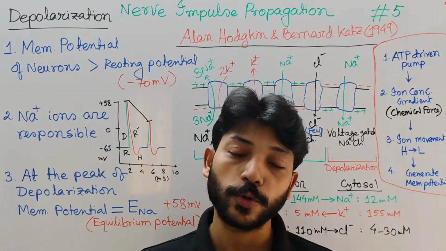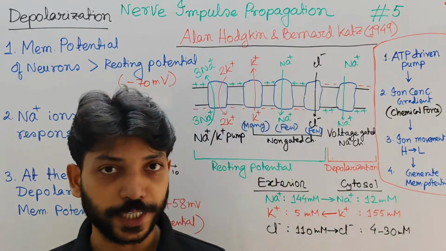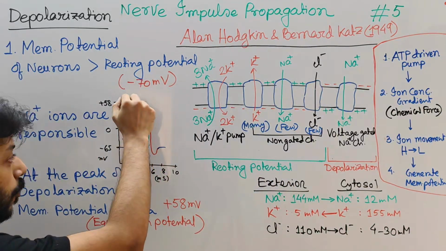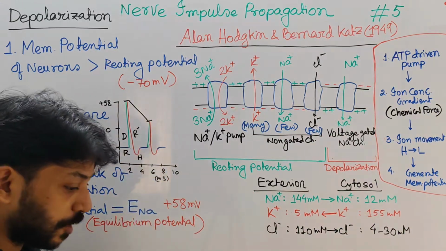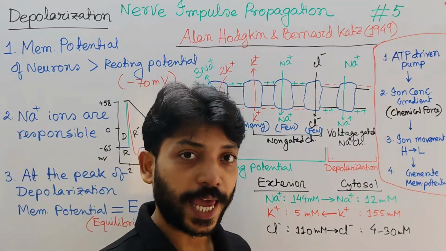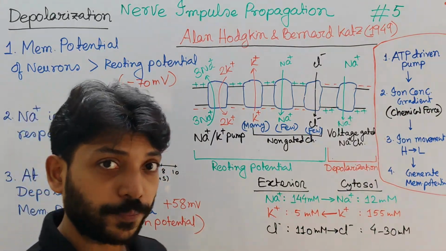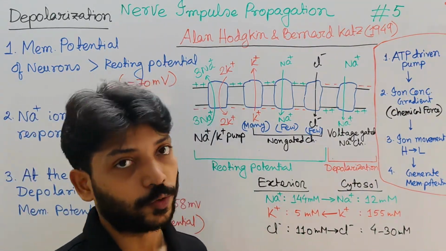Welcome everyone. Today we are going to learn about depolarization in more detail. In my previous video on action potential, I mentioned that depolarization, repolarization and hyperpolarization, these three membrane potentials, make an action potential. Now this is resting potential. That means the membrane potential present in an unexcited neuron is called resting potential.